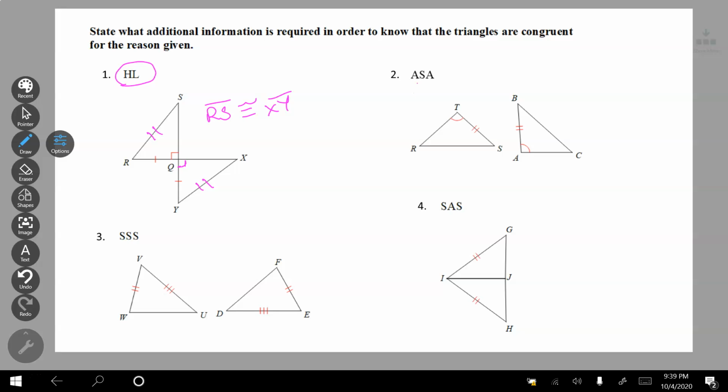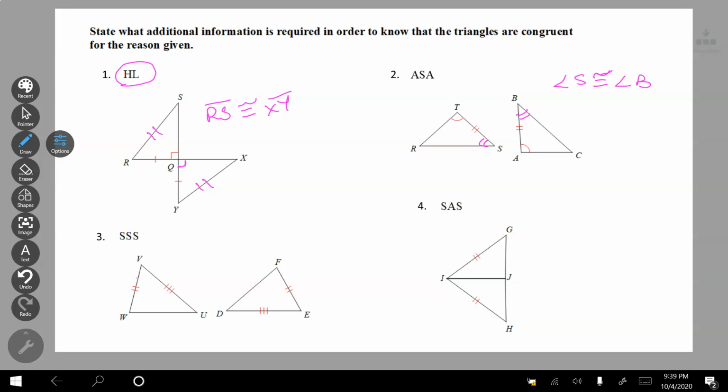Angle side angle is 2 angles and the side in between. So I have an angle side and I need an angle here. And I have an angle side, so I need an angle here. So right now I have angle, side, angle. Angle, side, angle. I could say, so I had to show that angle S was congruent to angle B.